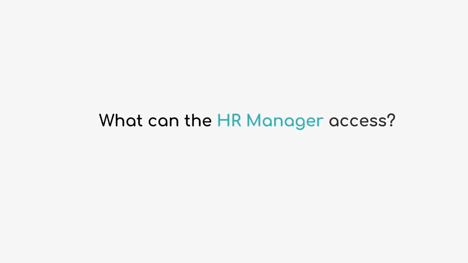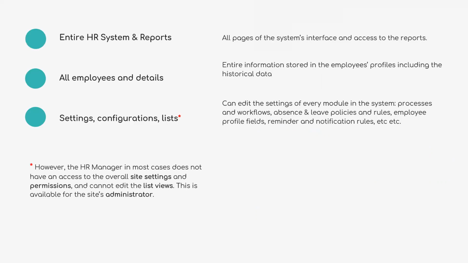So what can the HR manager access inside of the Lanteria HR system? Entire HR system and reports, all employees and their details, settings, configurations, and certain lists. It is very important to say that in most cases, the HR manager doesn't have any access to the overall site settings, permissions in the system, and cannot edit the list views. This is something that is available in most cases for the administrator of the system.